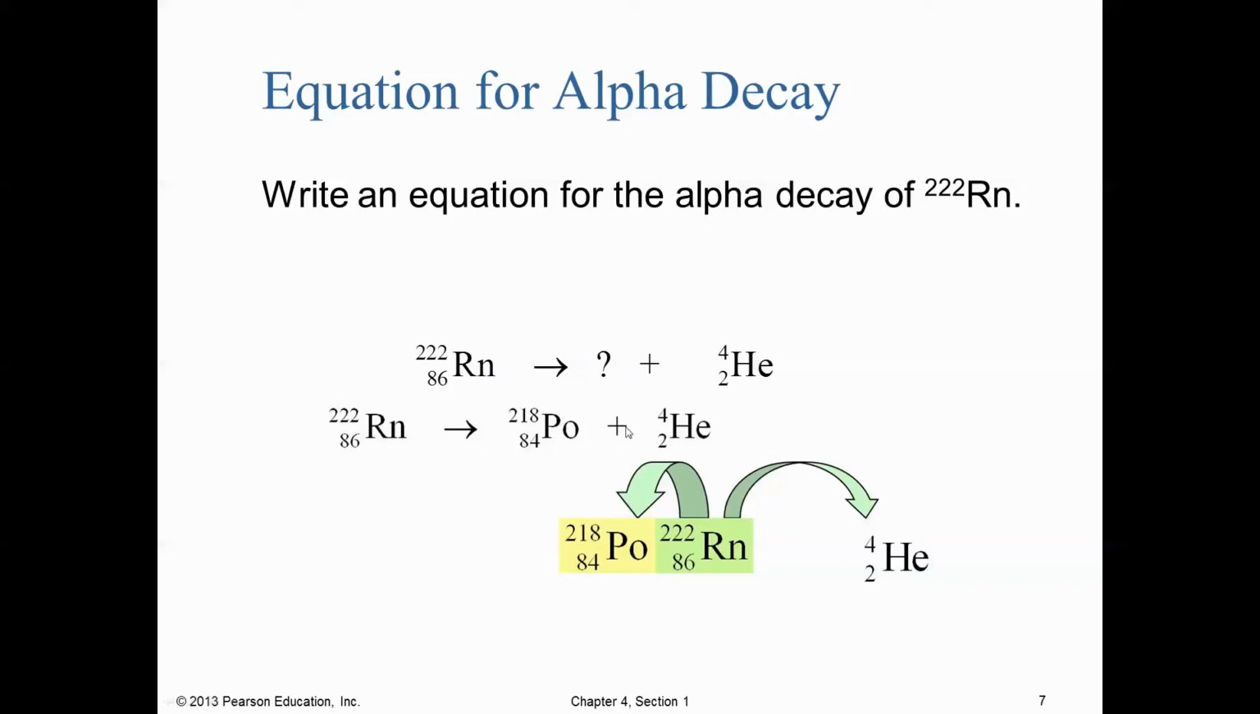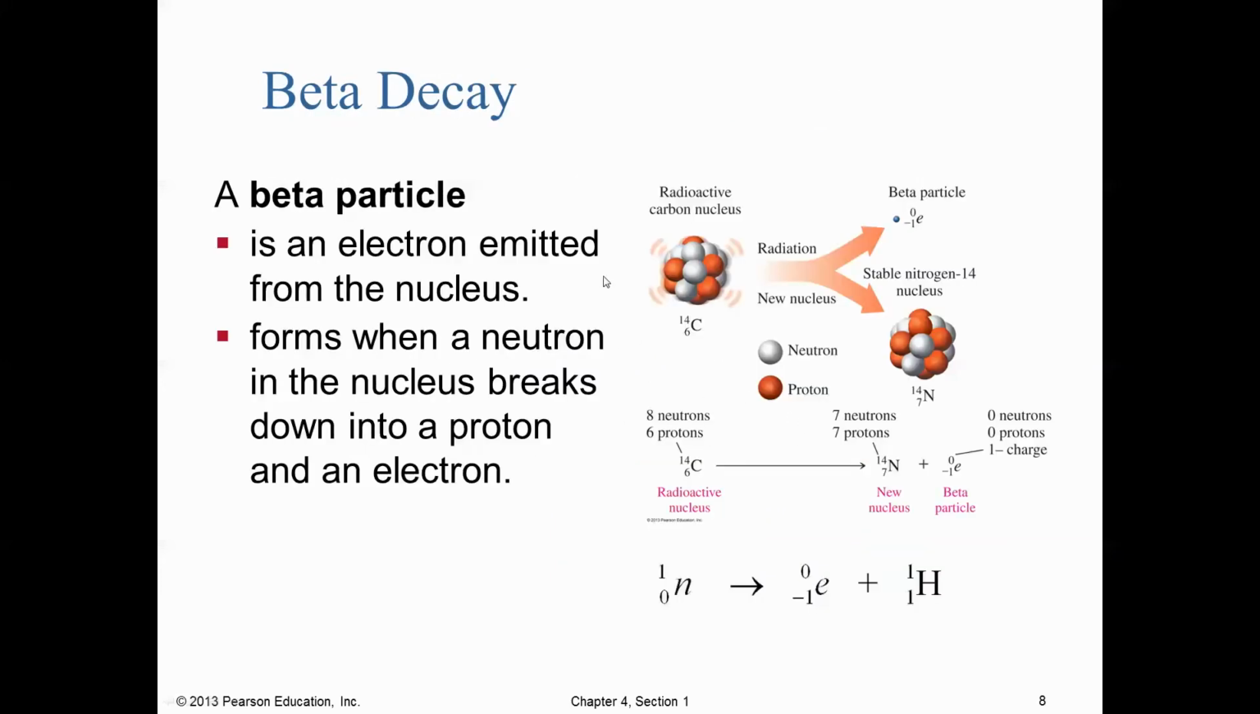So these actually are easier in many ways to balance than chemical equations. We just know the atomic numbers on either side must sum up to the same thing, and the mass numbers on either side must sum up to the same thing. So moving on and talking about beta decay, this type of radiation occurs if our element has too many neutrons.